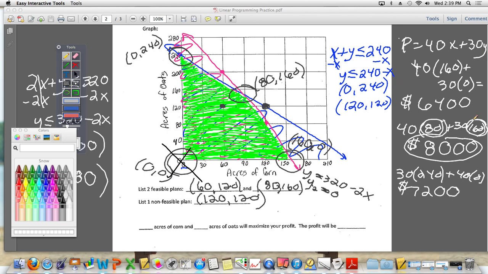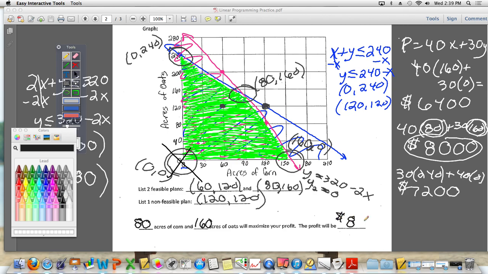So when it asks you right down here, the very last question, blank acres of corn and blank acres of oat will maximize your profit. What are you going to write in the first blank? 80. So 80 acres of corn. How many acres of oats was it? 160, and how much money did it make me?